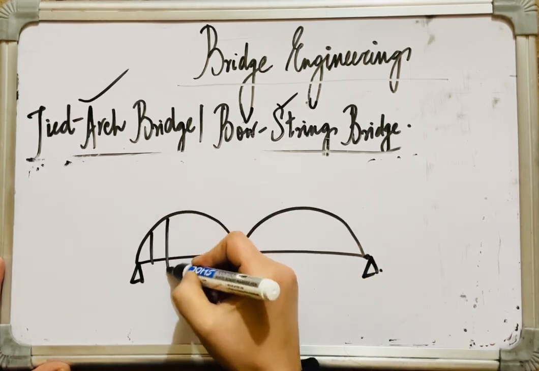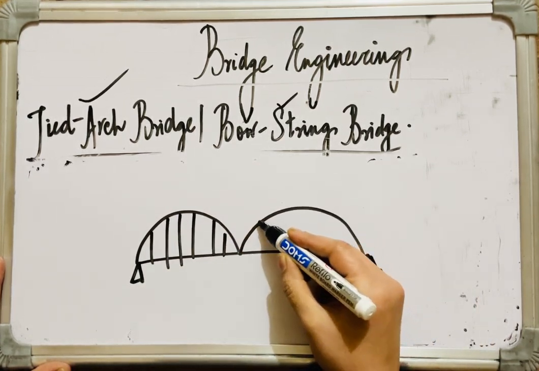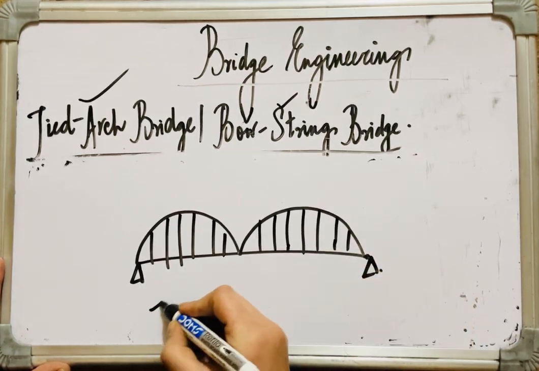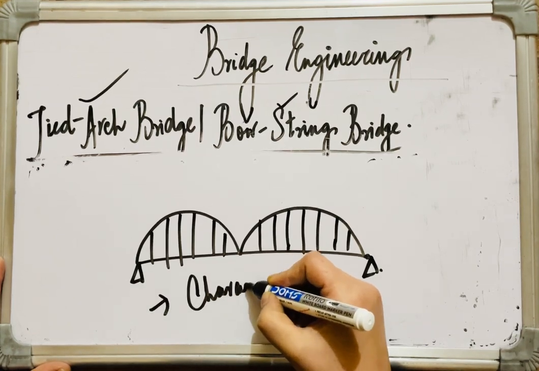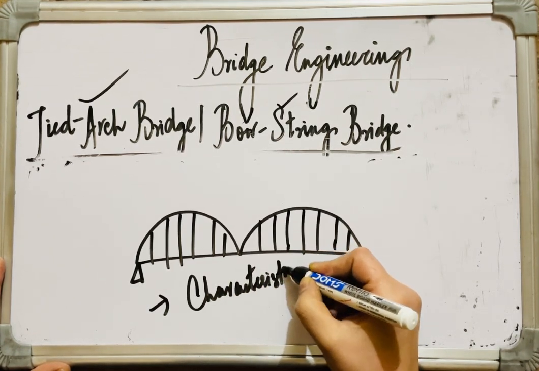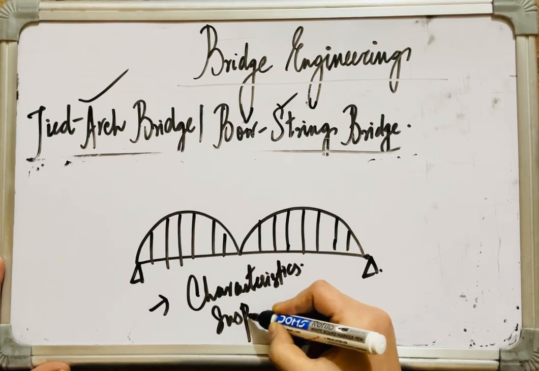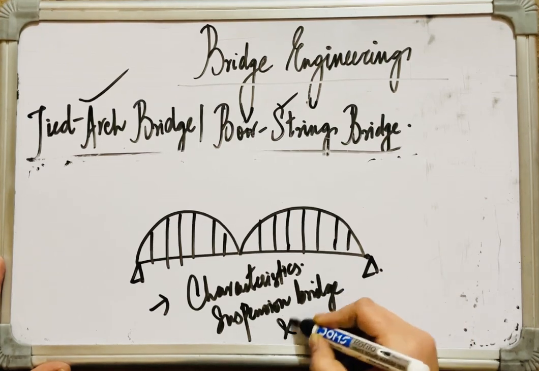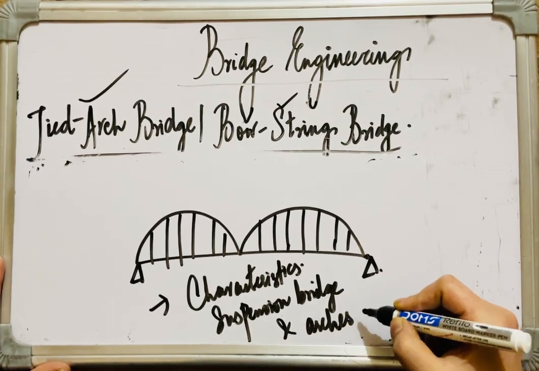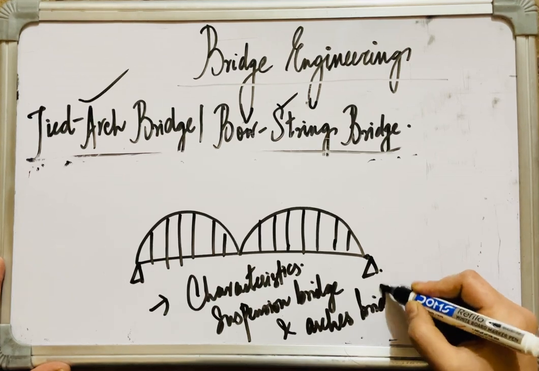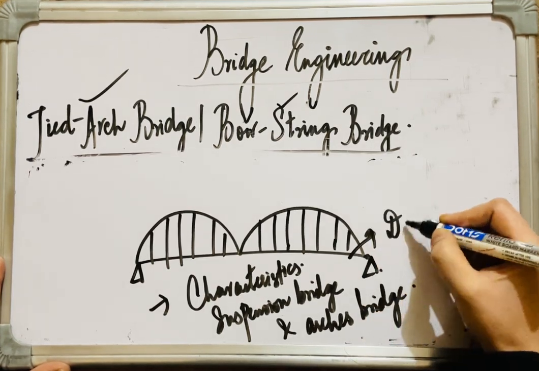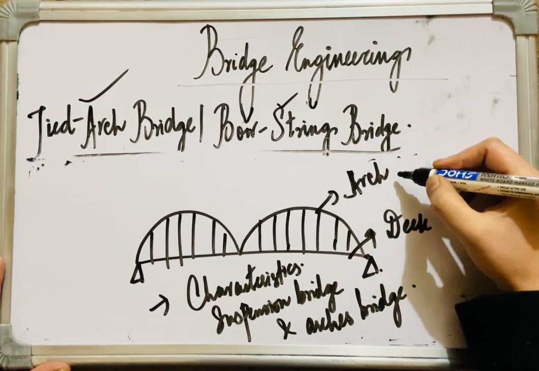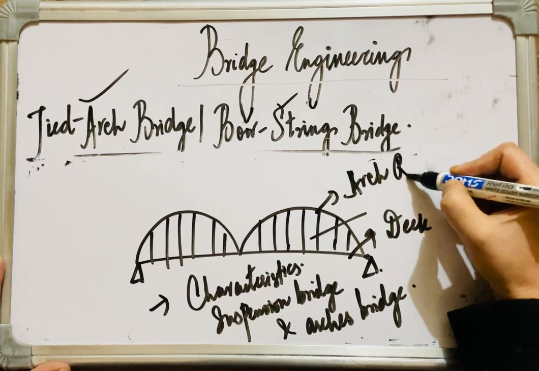All right, so this was about the tied arch bridge or a bowstring bridge, in which we combine the characteristics of two bridges, that is the suspension bridge and the arch bridge. The bridge deck remains suspended below the arches in the case of a tied arch bridge by means of these suspenders or hangers.